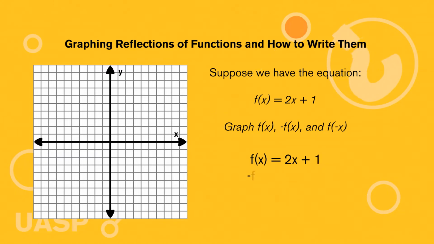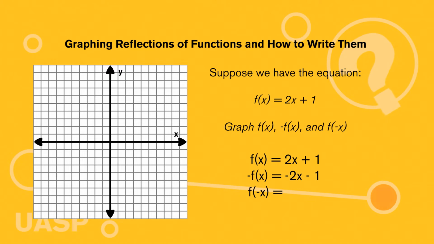For negative f of x, we actually did a concept session on this where we went a deep dive into negating functions. Basically, all you have to do is multiply negative 1 to each part of the function. So our negative f of x would be negative 2x minus 1. And for f of negative x, we also did a different concept session on that. Really what they want you to do is plug in negative x for every spot that there's a regular x value. In this case, there's only one spot.